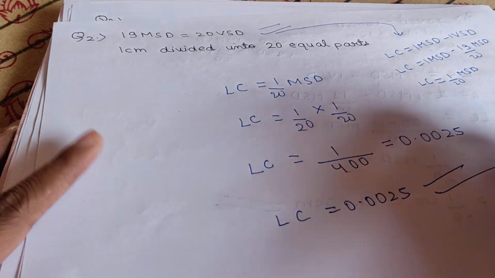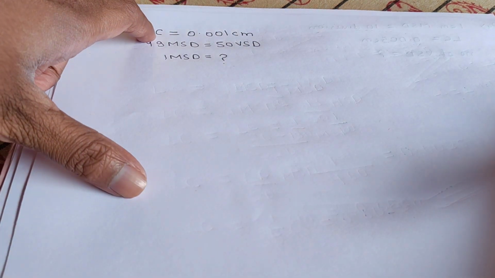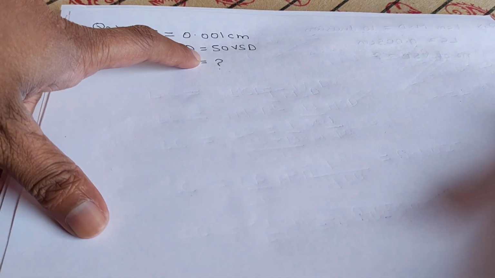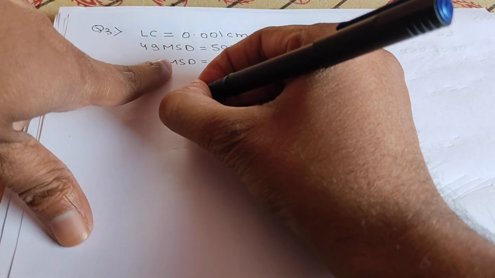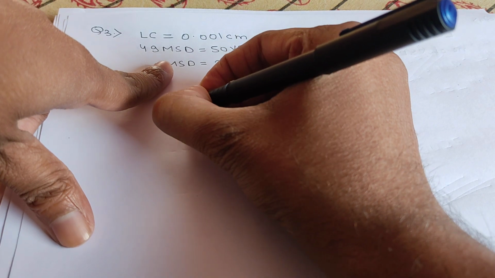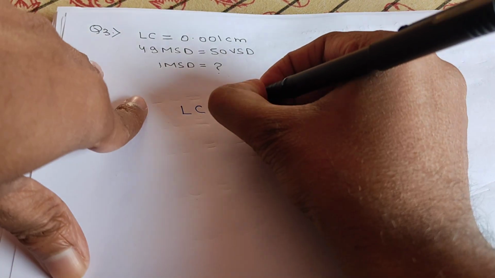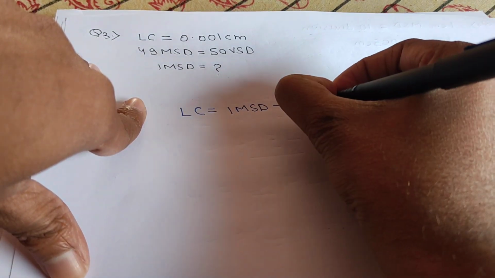That's it. Now move to question number 3. In this question, the least count is given as 0.001 centimeter, and 49 VSD is equal to 50 MSD. We need to find 1 MSD. So put in the least count formula: LC is equal to 1 MSD minus 1 VSD.